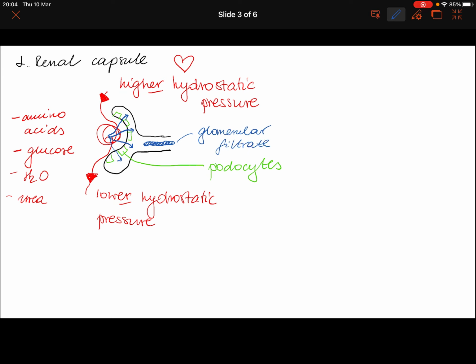Okay, if you remember properly from year one, within the blood vessels we will also have the larger molecules, for instance, proteins. Looking at the size of this protein, hopefully you can gather that proteins are too large to become part of the glomerular filtrate. They will not leave the glomerulus, they will remain there.